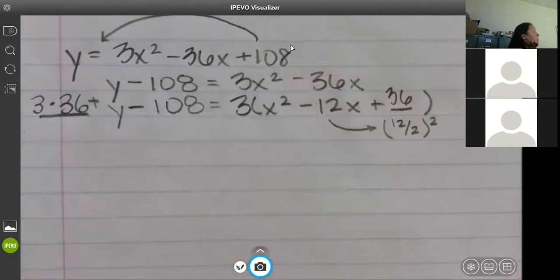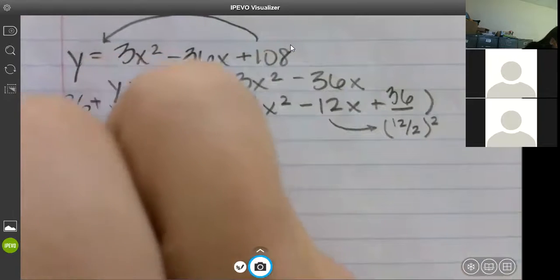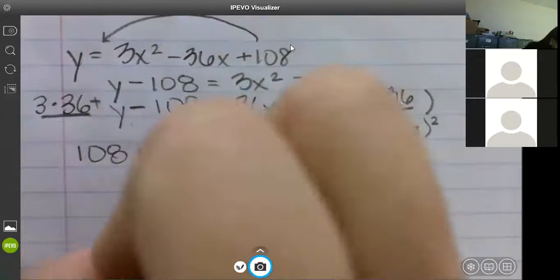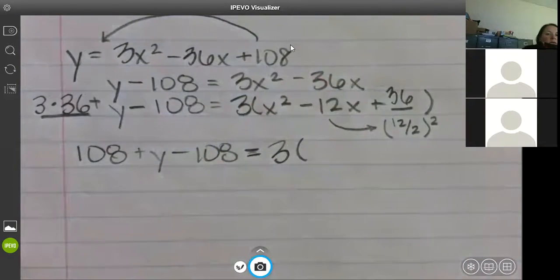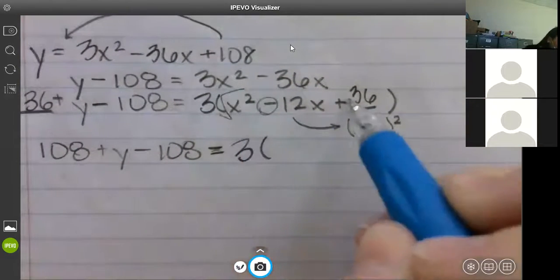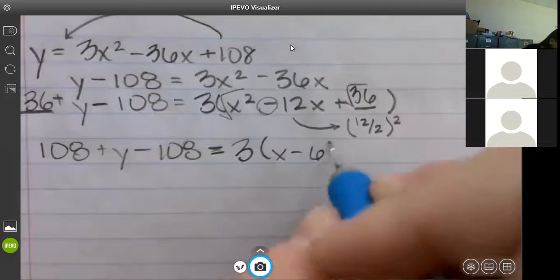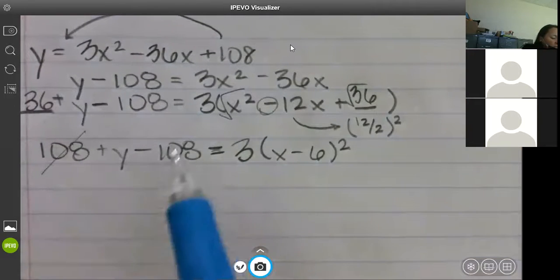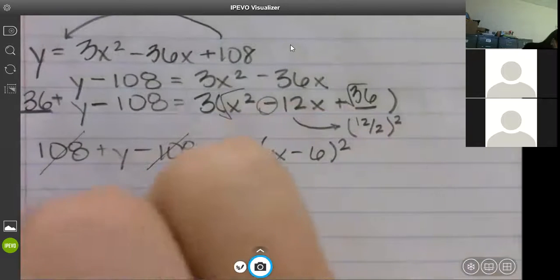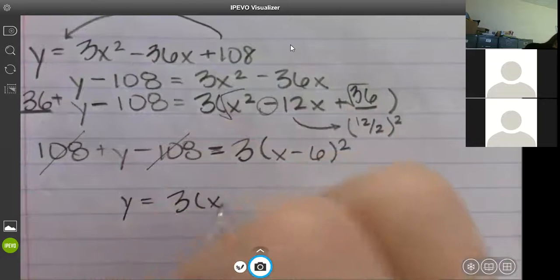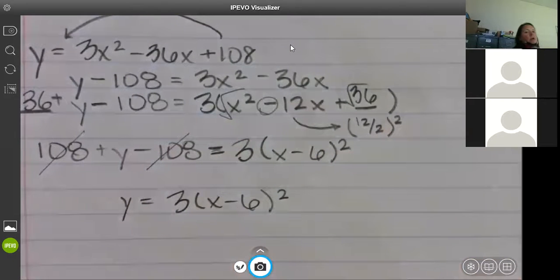So that's the weird part. That's the only difference in doing this work. So 3 times 36 is, say it again. I'm going to rewrite it, square root, sine square root, which gives me x minus 6 squared. These happen to cancel out. That's not always going to happen. These just happen to. So our final answer is going to be y equals 3 times x minus 6 squared.